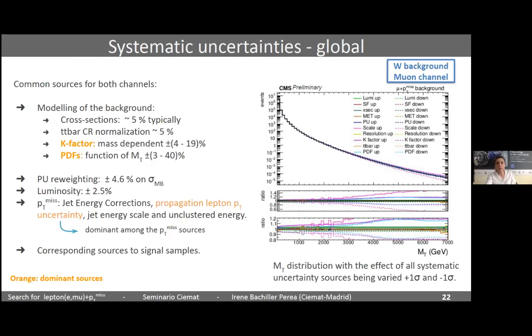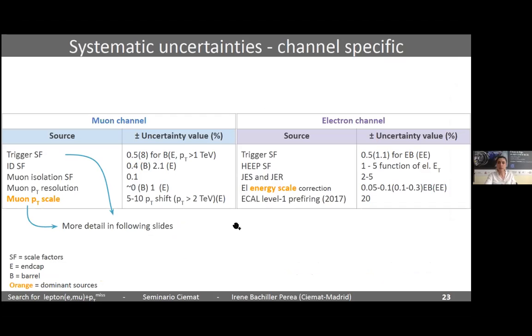These were the common sources, but there are sources that are particular for each channel. I divide here on the left the muon channel and on the right the electron channel. The dominant one in the muon channel is the muon PT scale. I will talk about this in more detail together with the trigger scale factors uncertainties. And in the electron channel, the main uncertainty is the energy scale of the electron.